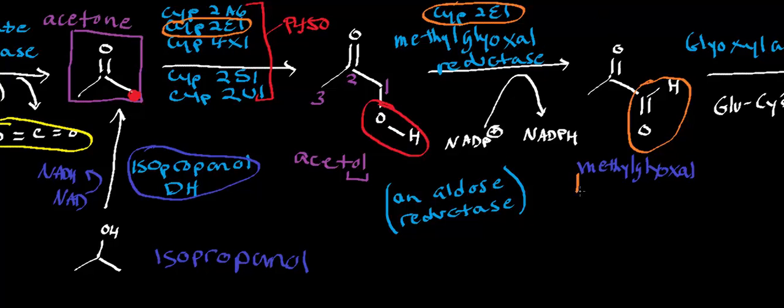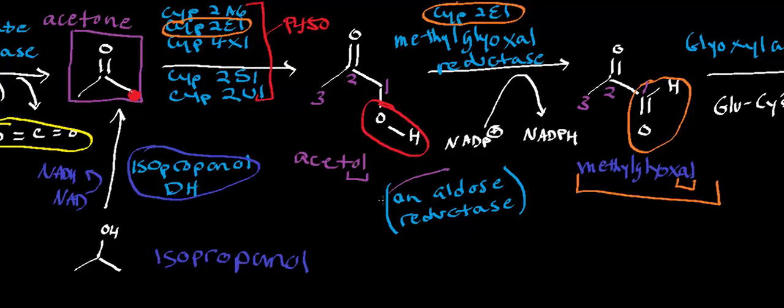something called methylglyoxal. And the "al" in the name is derived from the fact that it is an aldehyde. It's specifically a 3-carbon aldehyde. The carbon numbering is exactly the same as it was in acetol. But there's another enzyme that can do this transformation of acetol to methylglyoxal, under the assumption that maybe one of these other P450 enzymes gets a hold of acetone. And what acetol can react with is something called methylglyoxal reductase.